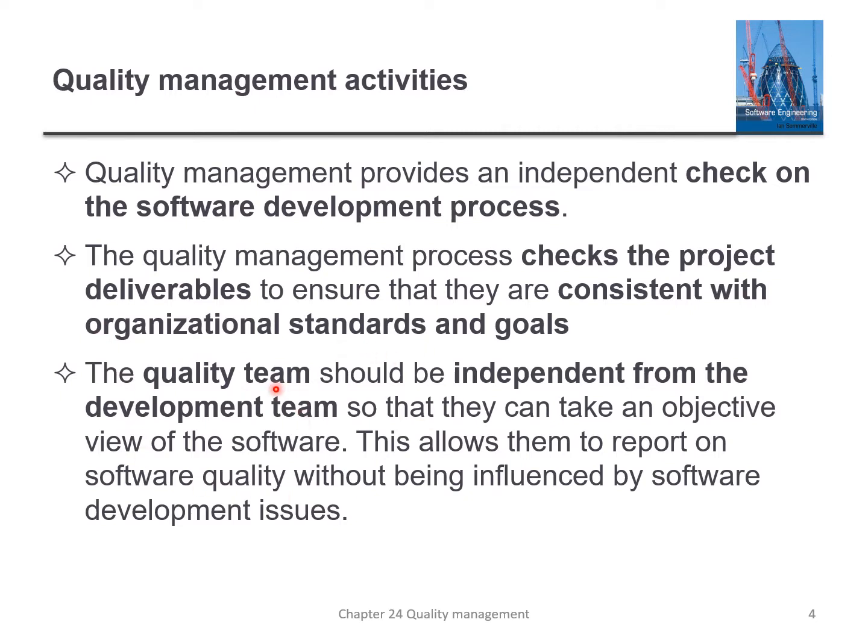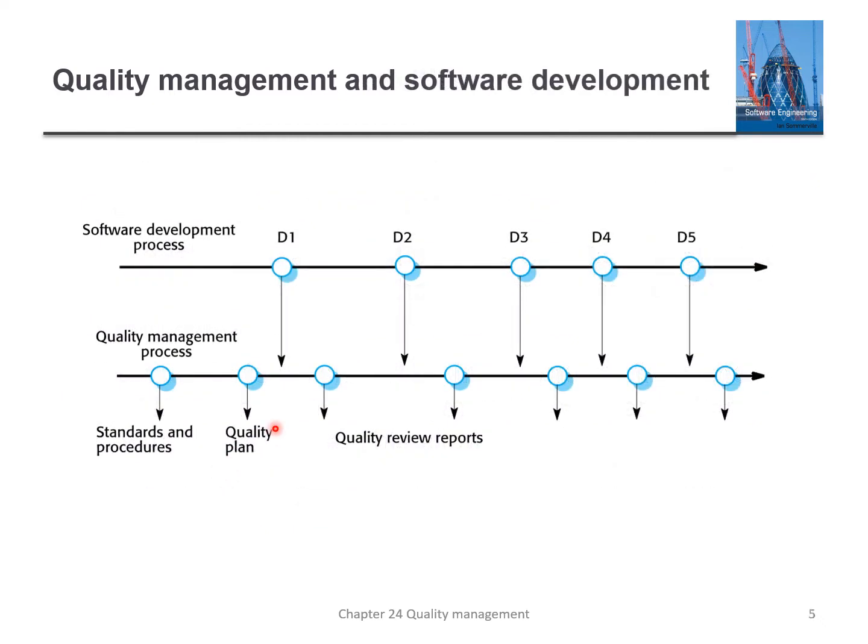Okay, and normally the checking is done by the quality team, which is independent from the development team. Sometimes it can be done internally, by a team from the same organization, or sometimes the checking is done by an international auditor outside of the organization. So quality management and software development come hand in hand. They are sometimes done in parallel. It depends on the organization.